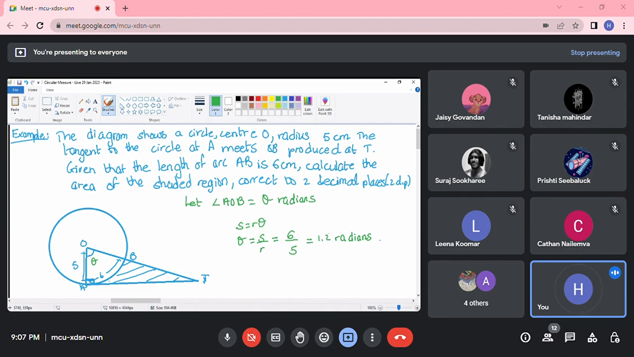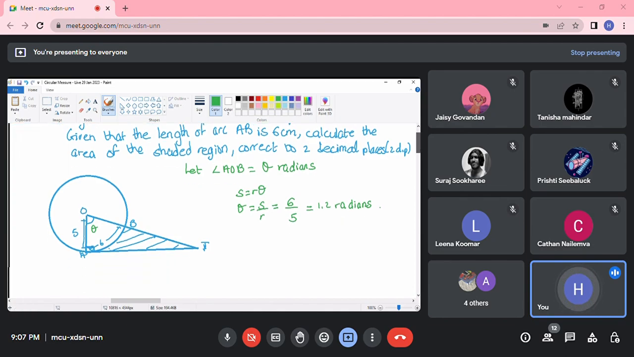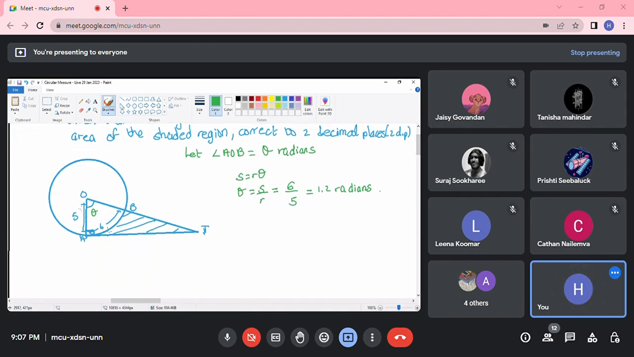Okay, now to find the area of the triangle, we know that it is half base times height. So we need the value of the base, that is AT. So how do we find the value of AT? Since it is a right angle triangle, we can make use of trigonometry. Okay, so a little overview of trigonometry, so note, this applies for right angle triangles.